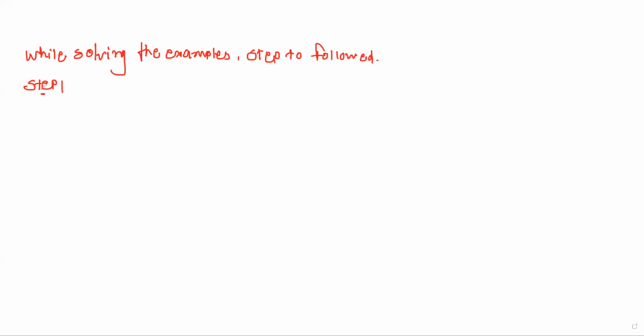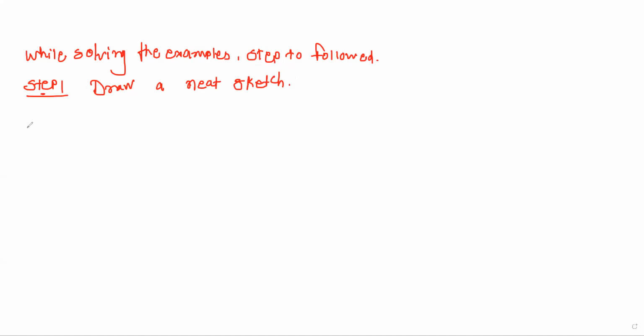Step one is draw a neat sketch. Why am I saying this? Because in the example, they give a proper scenario without missing any of the information. You have to identify it, and once you identify the scenario, you have to draw the proper sketch of that scenario.